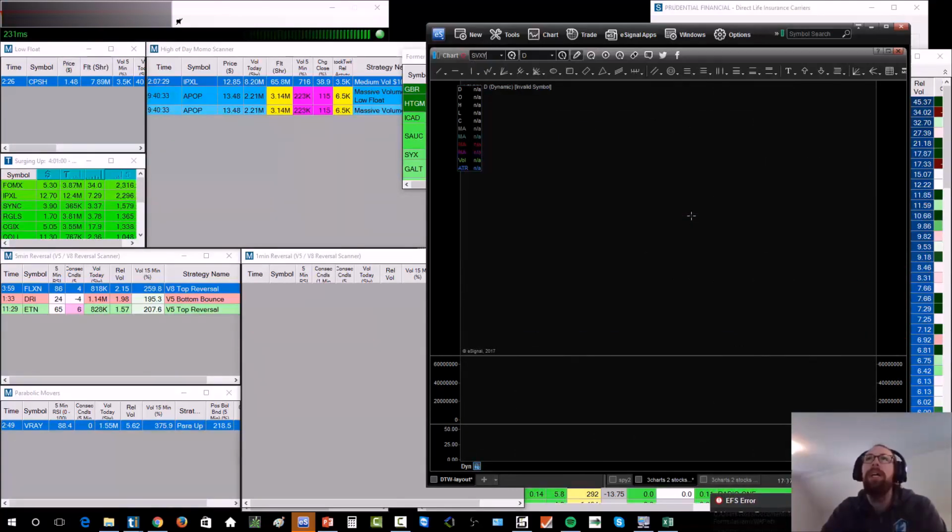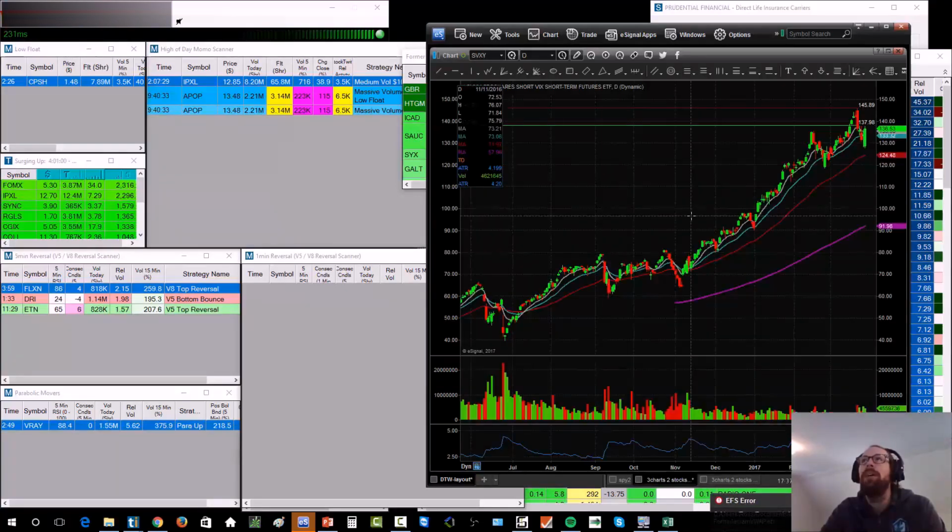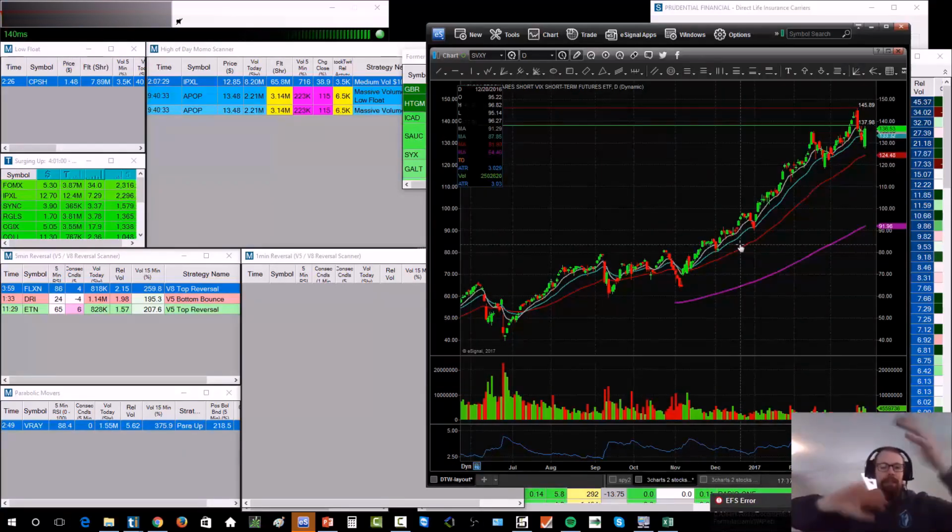So when UVXY goes down, SVXY goes up. These are direct inverses, so you don't have to go long or short. You could trade both of them to the long side. Some people do that because there are restrictions about shorting stocks with retirement funds. So people who want to trade with retirement funds need to instead buy an ETF or a mutual fund that is a collection of shorts, which is just an interesting thing in the market.